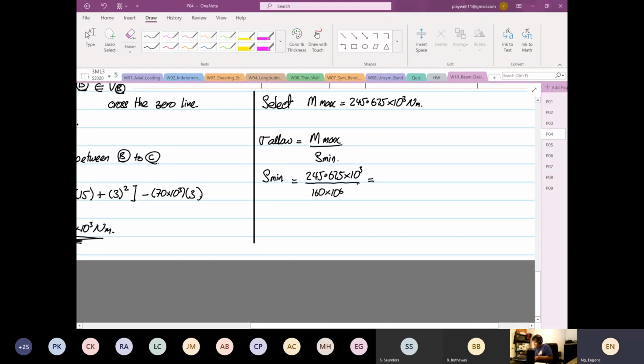So this will be equal to 245.625 power 3 divided by 160 power 6. So it's equal to 1.535.